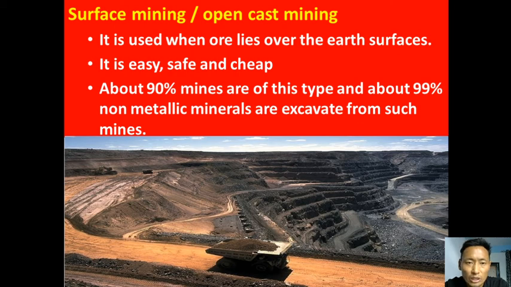In the world, about 90% of mines are of this type. Most of the minerals are extracted through surface mining. 90% means only 10% are extracted with the help of underground mining. The remaining 90% is done with the help of surface mining. And we have two types of minerals, metallic and non-metallic minerals. Almost 100% of non-metallics are excavated from such mines, extracted through surface mining.